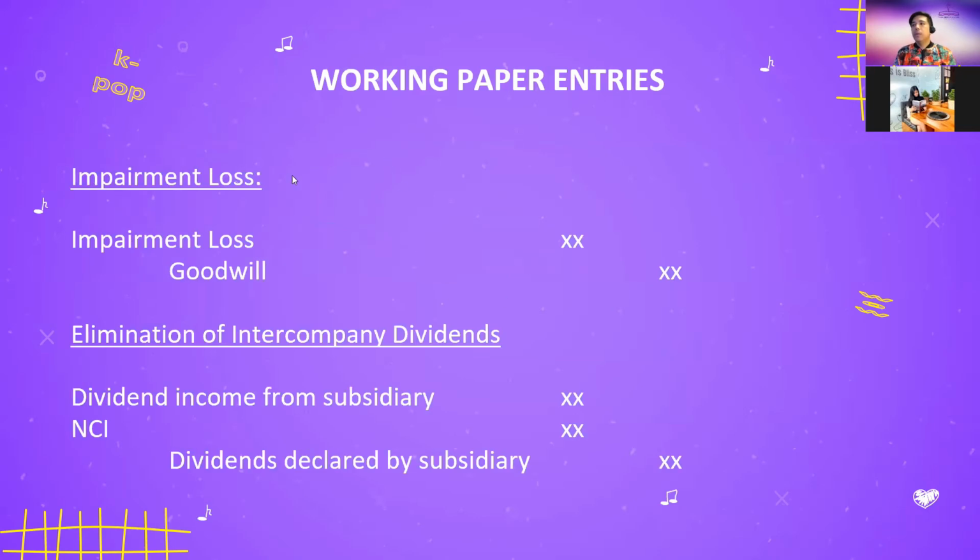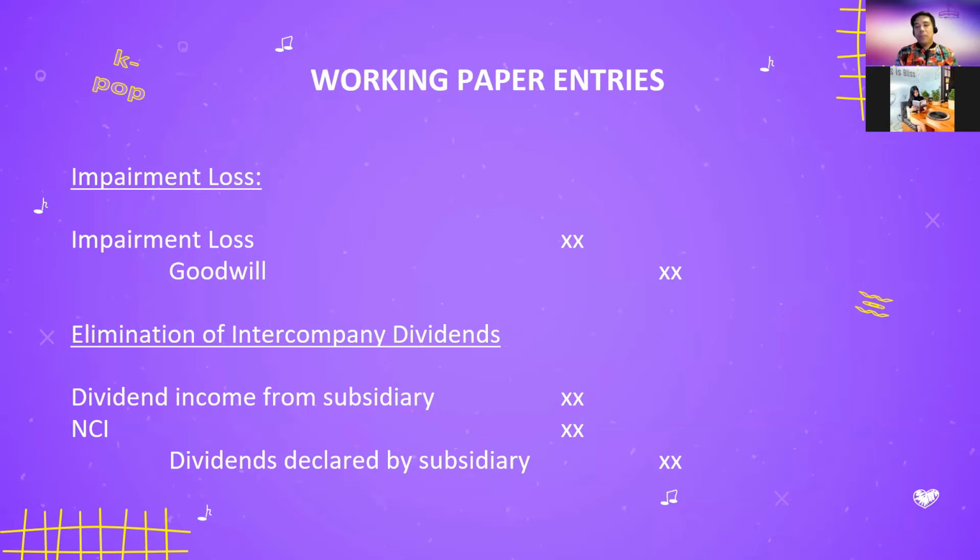Also, we have to post the impairment loss. The standard requires us to test the goodwill annually for impairment. So of course, the entries are debit impairment loss, credit goodwill. Sabi natin, there will be a separate schedule to calculate for the impairment loss distribution. So later on, pag-uusapan natin.